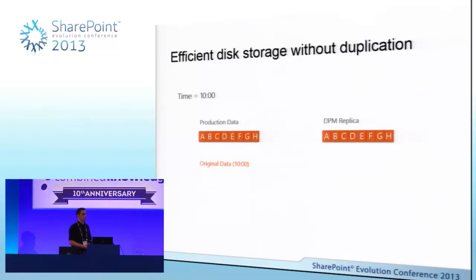So in this scenario, we've got our production data on the left there. That's our content databases. And we've got our DPM replica on the right. And as I mentioned, our DPM replica is a one-to-one replica of all of our SharePoint content. So if we have 100 content databases, we'll have 100 content databases stored on the DPM server, and they will always be in sync pretty much with the live farm.